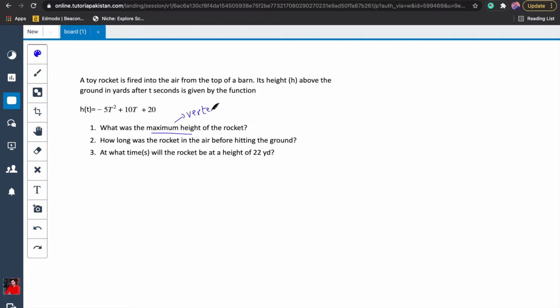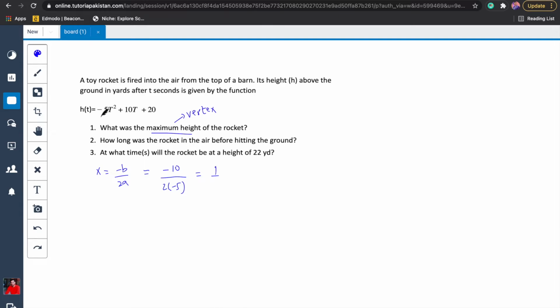And how do you find the vertex when you have a standard form? You need to use this equation, x equals minus b over 2a. It will give you the x coordinate of the vertex. Let's apply this. a is minus 5, b is 10 and c is 20. So minus b over 2a is basically this. The x coordinate of the vertex is minus 10 divided by minus 10, which is 1. But this is not the answer.